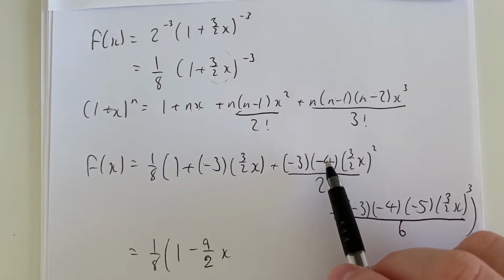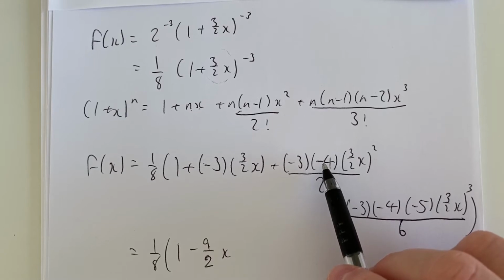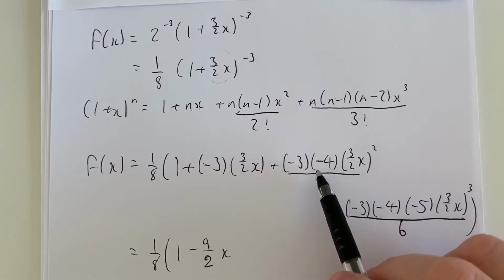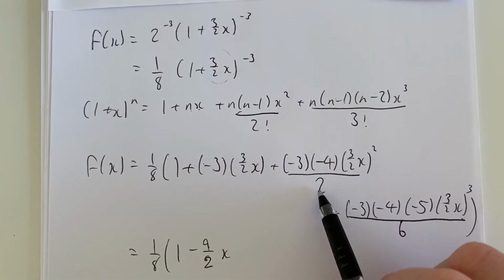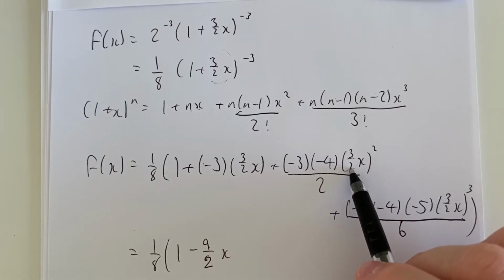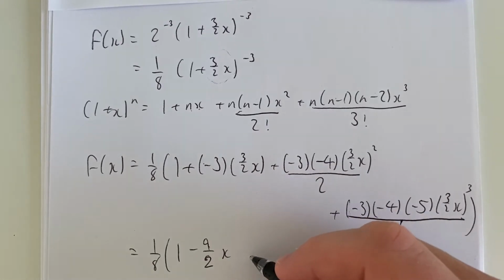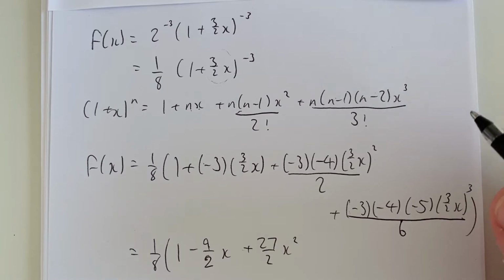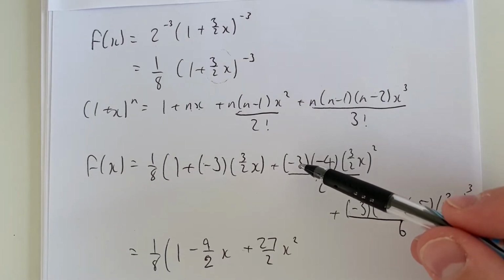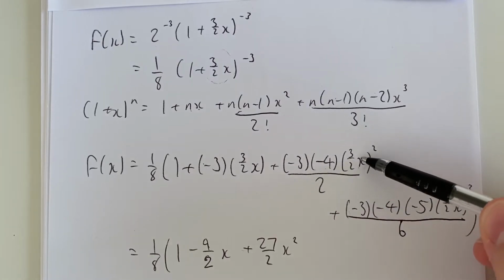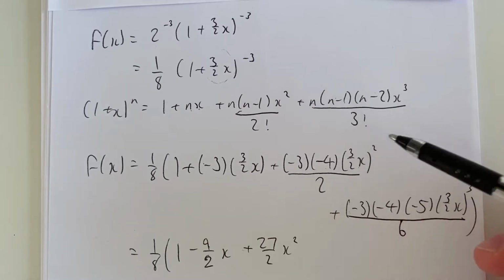Minus 3 times minus 4 is positive 12. Divided by 2 is 6. We've got 6 lots of 9 over 4. So 6 lots of 9 is 54 over 4, or 27 over 2. All of your exams you have a calculator for, so if you weren't feeling confident, what you could do is type all of this in a calculator except the x, and then just put an x squared next to the term afterwards.